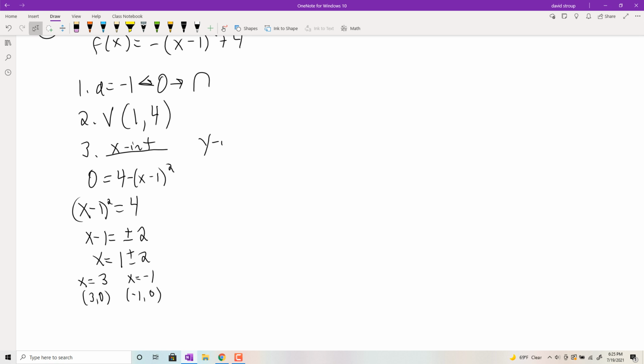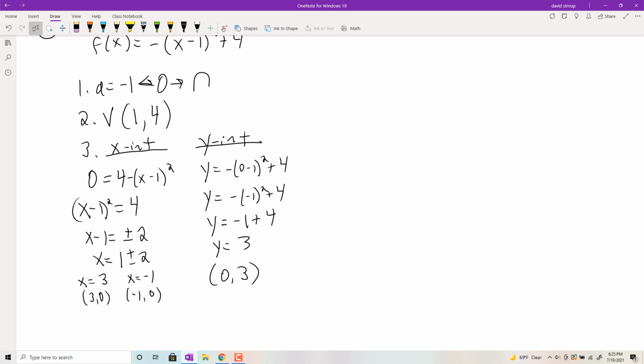For the y-intercept, you let x equal 0. So you get y equals -(0 minus 1) squared plus 4. So y is -(-1) squared plus 4. Negative 1 squared is just +1. There's that negative in front, so it's -1. And then -1 plus 4 is 3. So our y-intercept is 0, 3.